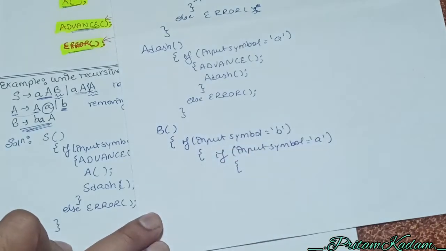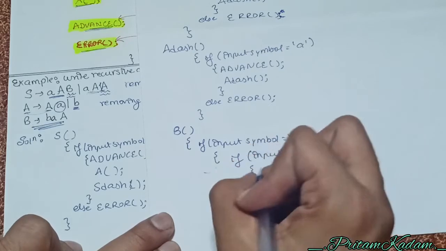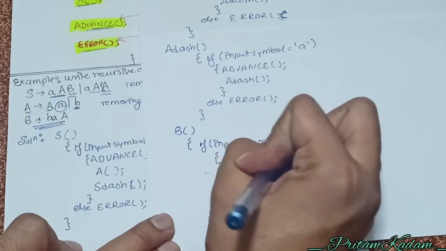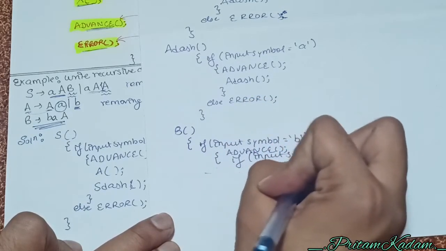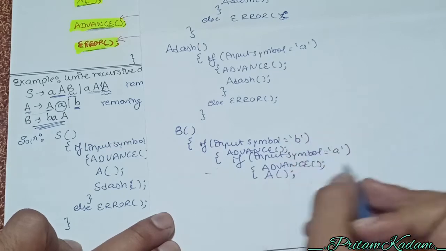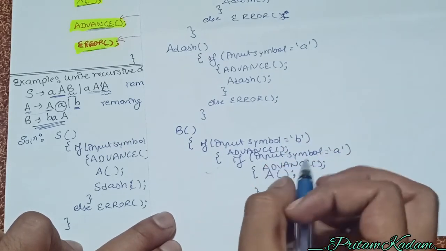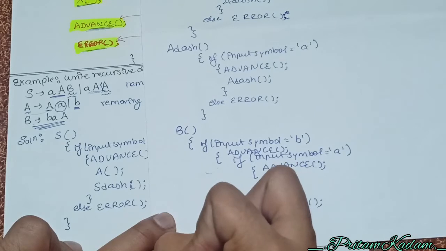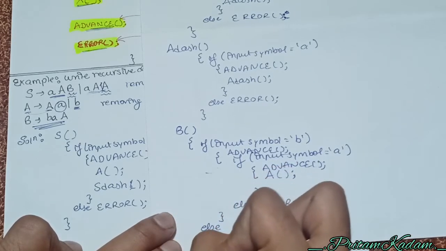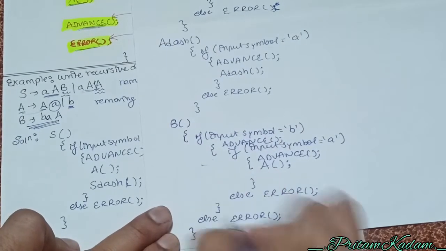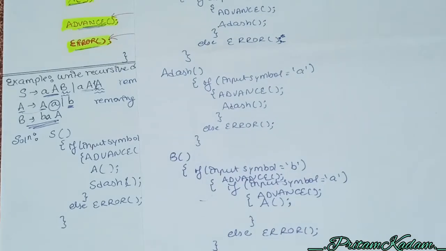Before going to the second if, first of all I will write the advance. Okay, so I have to write it above also before checking for input symbol a, and after checking if it was input symbol a, I will write advance and then A function. Okay, and in the else part I will write error, and for outer if also I will write else error. Okay, we wrote the else for both of the if. Now we will close for the B production. Okay, so we have completed the RDP for the given grammar.